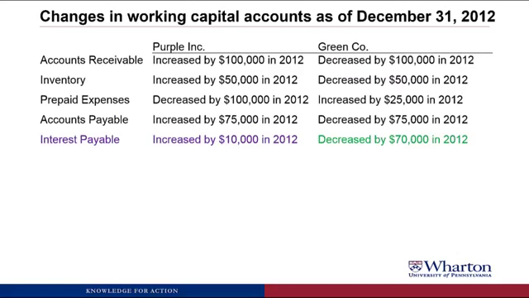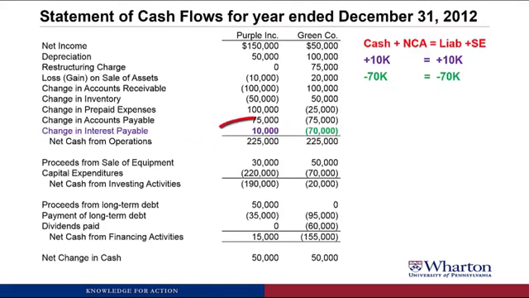Finally, for interest payable, Purple had an increase of $10,000 in 2012. Green had a decrease of $70,000 in 2012. So for Purple, we have an increase in interest payable and an increase in liabilities, so we add that to the cash flow statement. For Green, liabilities went down by $70,000 as interest payable dropped. We subtract that on the cash flow statement. And once all is said and done and we add everything up, it turns out that Purple and Green have exactly the same cash from operations of $225,000.